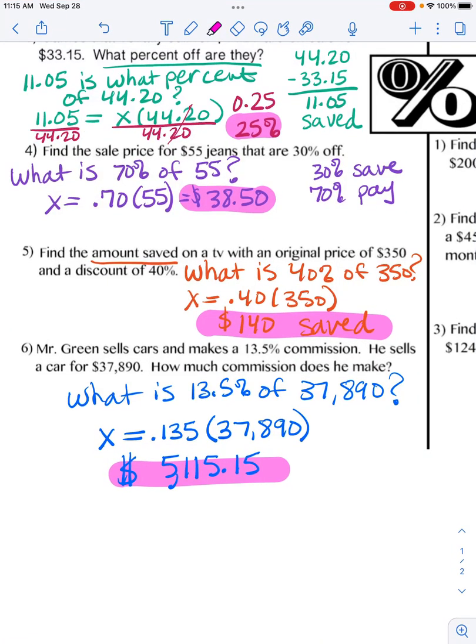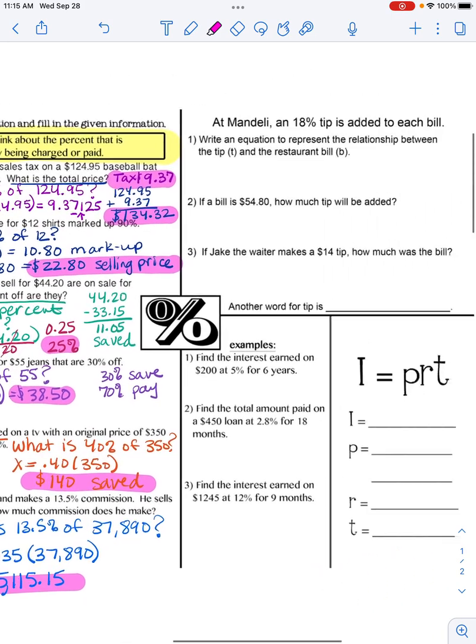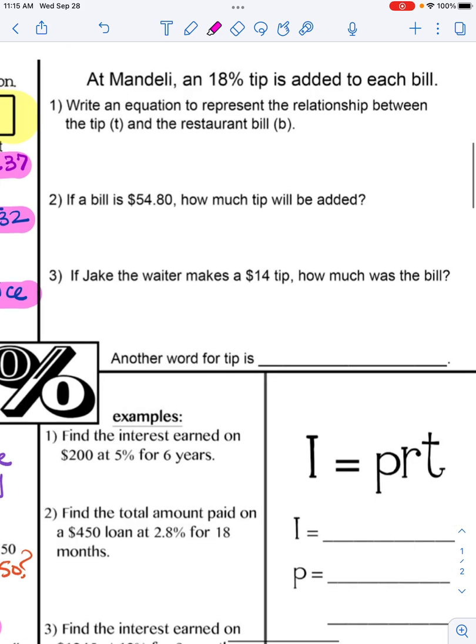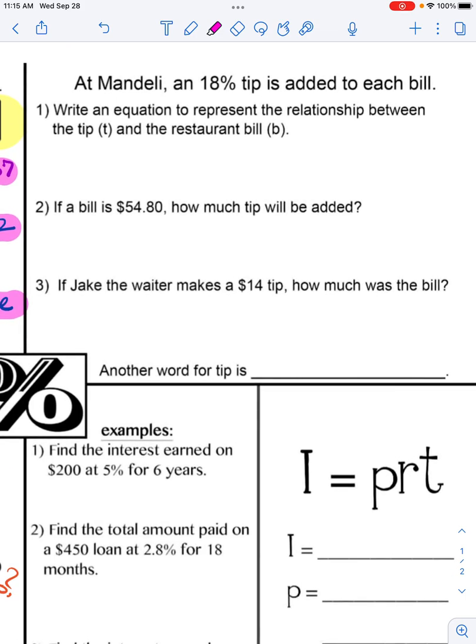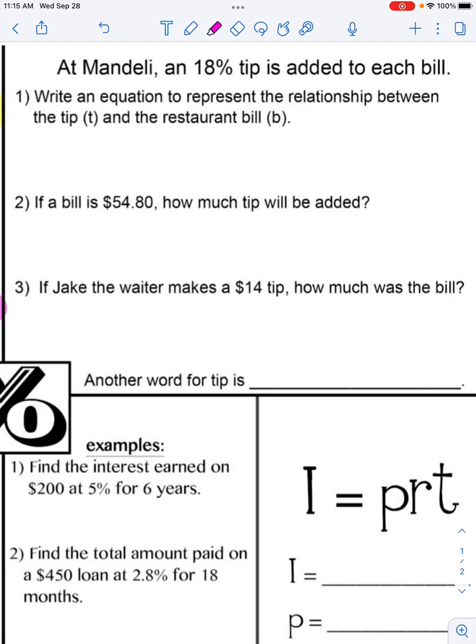Okay, we're going to move on with our percent notes. We did the left side of the notes already. And now we're going to learn about tip. So tip is a lot like tax in that it's a percent that we're going to add on to the price.